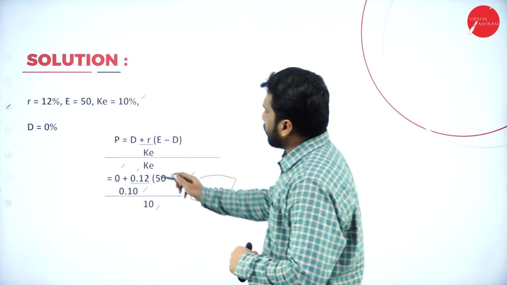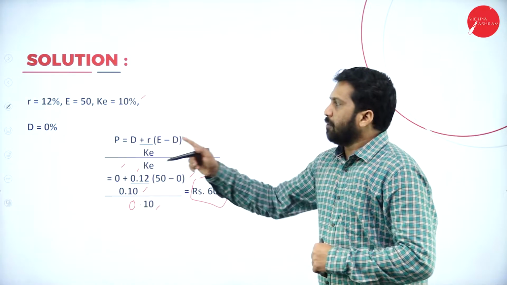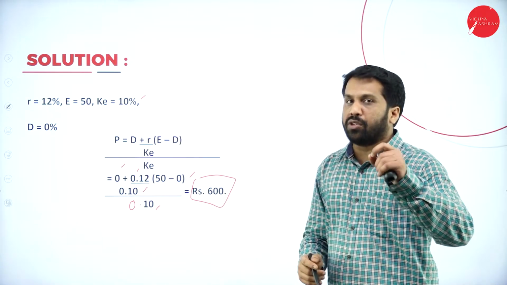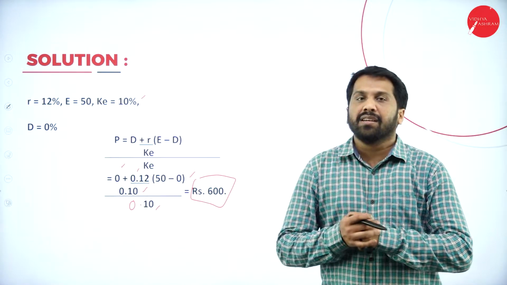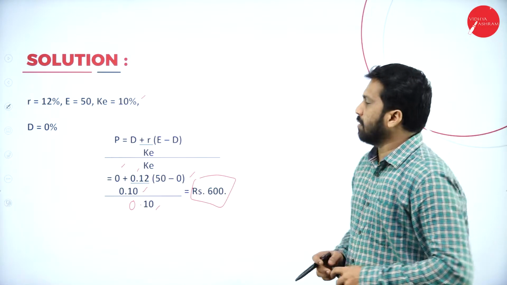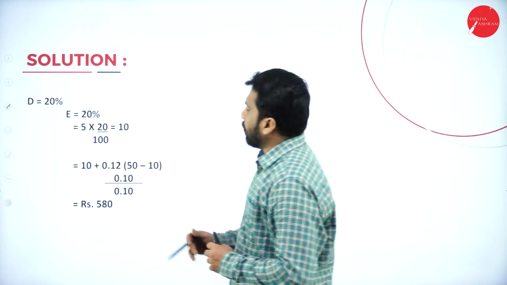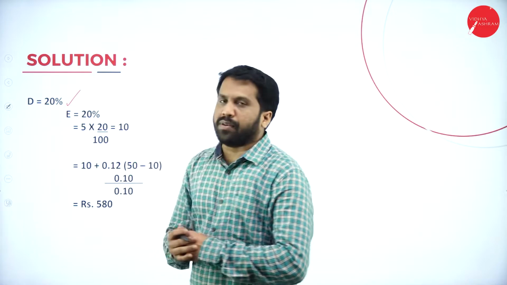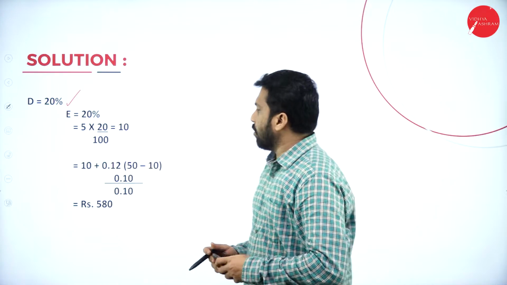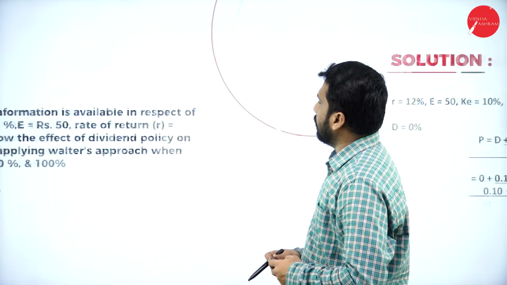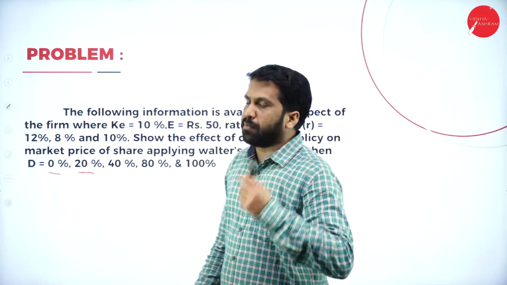600 rupees. Hope you are clear. Now, in this, the cost of equity must be 0.10. If you go for dividend payout ratio 0%, how much will you get? You will get 600 rupees. Hope you are clear. Now, the same thing, but for dividend payout ratio, how much will we take? 20%. I'll go back to the question. First one is 0%, second one is 20%.